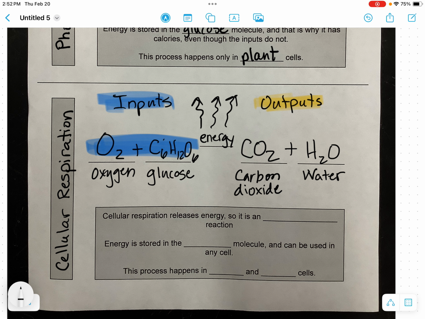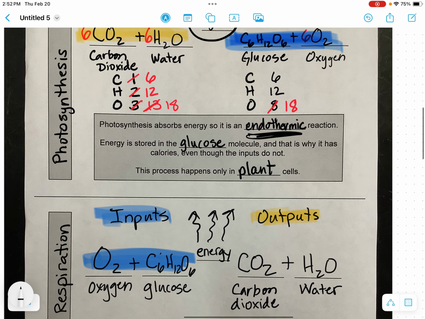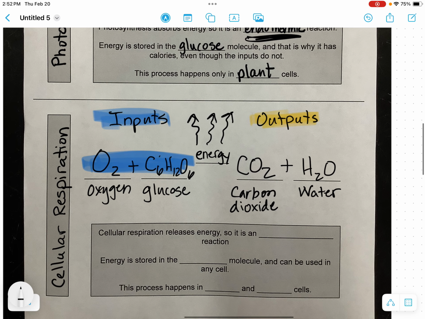All right, so down to the ideas down at the bottom, we've got cellular respiration. It reads, cellular respiration releases energy, so it is an what kind of reaction? Well, before it was an endothermic reaction. The opposite, when it releases energy, that is an exothermic reaction. An exothermic reaction releases energy. Energy is stored in the blank molecule.